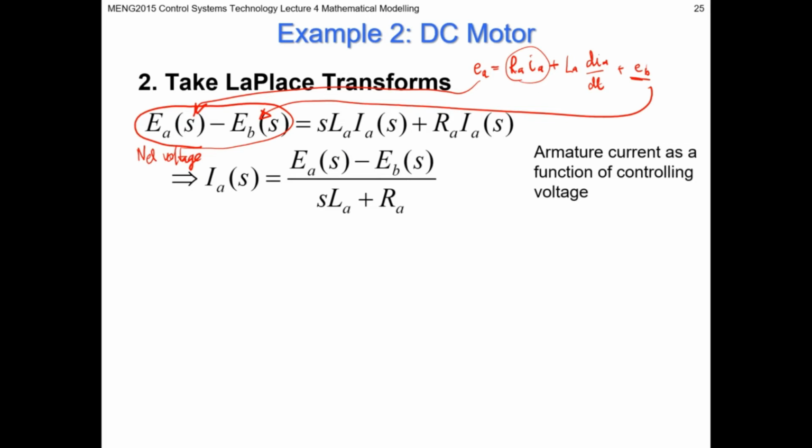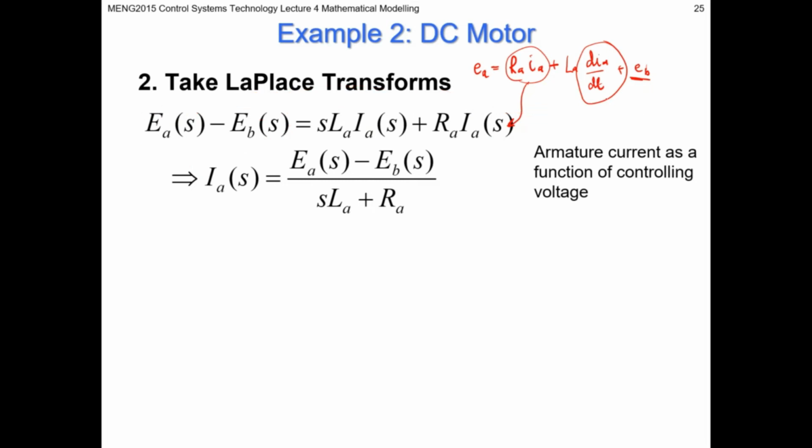Taking the resistance term is straightforward enough. All you're doing is taking the Laplace transform of IA, because that's the time-based function. RA is just a constant. When you take Laplace, it just gives you IA of s. This is the first derivative, so assuming zero initial conditions, when we take Laplace of this, it's going to give us s times IA of s. And so that's what we have here.